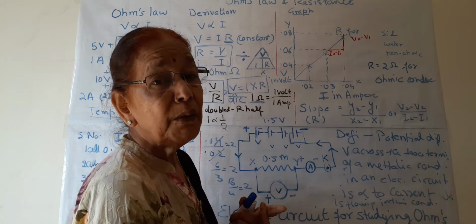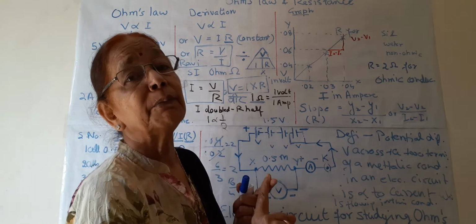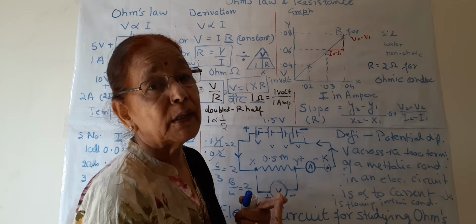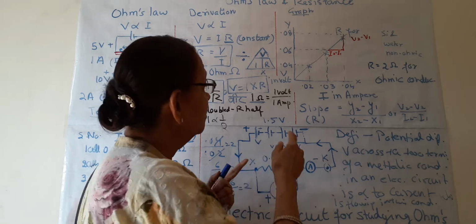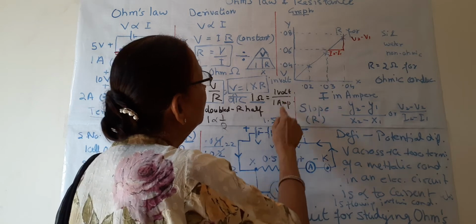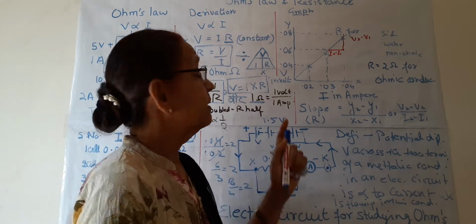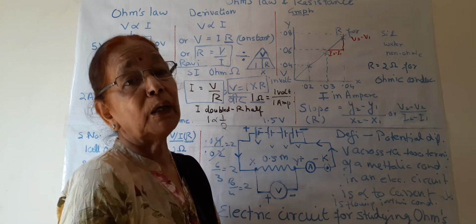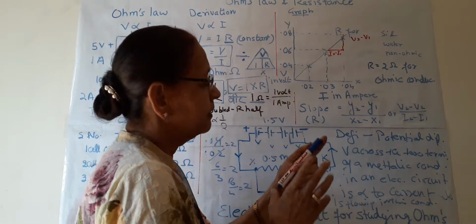This line is very important. You have to write "provided the temperature remains constant," otherwise marks will be deducted. So, what is 1 ohm? V should be 1 volt, current should be 1 ampere, then this resistance will be 1 ohm. So, this is about Ohm's law and resistance.